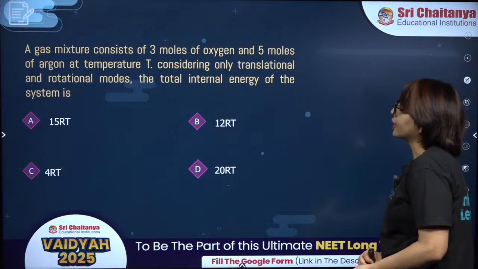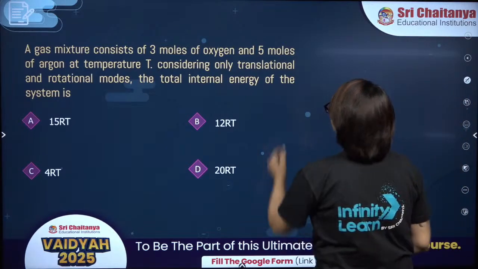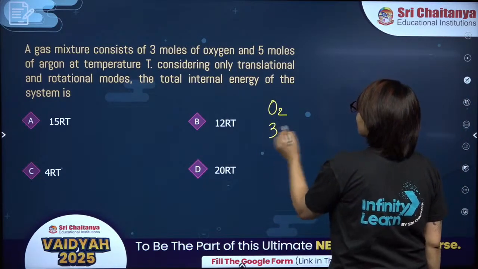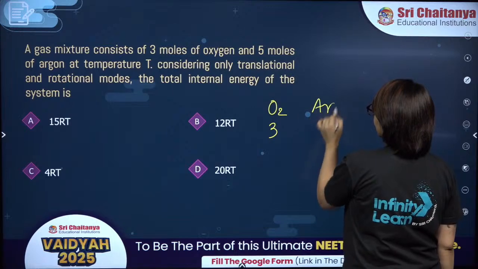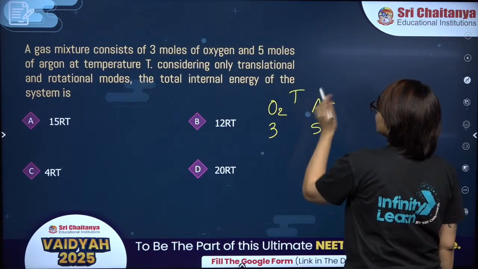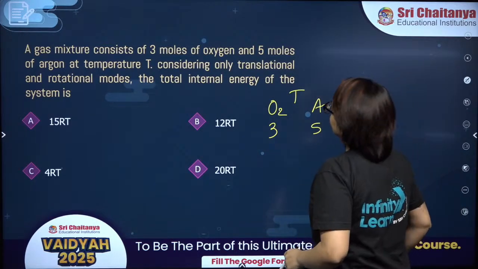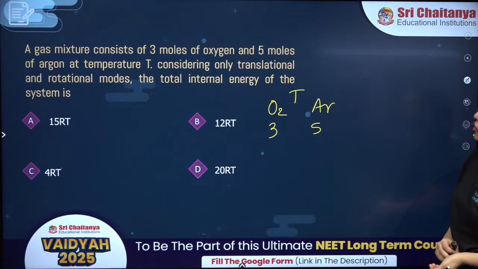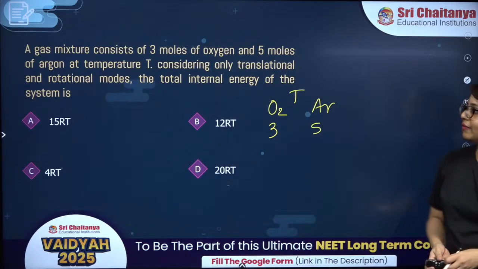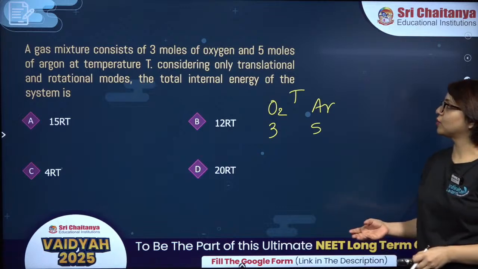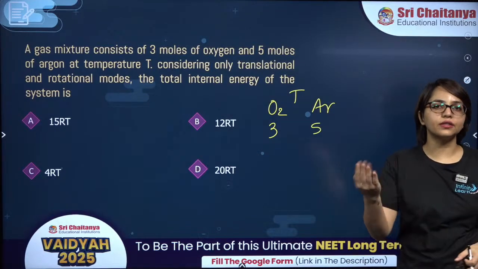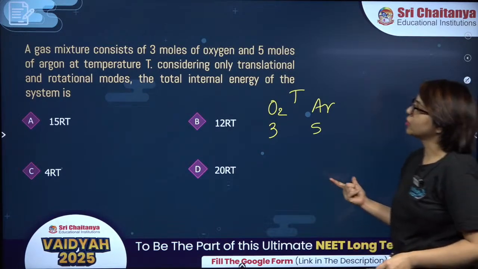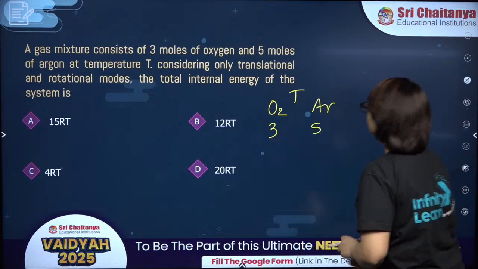Next is this one. A gas mixture consists of 3 moles of oxygen and 5 moles of argon at temperature T. Considering only translational and rotational modes, the total internal energy of the system is. You don't have to consider vibrational degrees of freedom. You just have to consider translational and rotational degrees of freedom for the calculation of internal energy of the system.